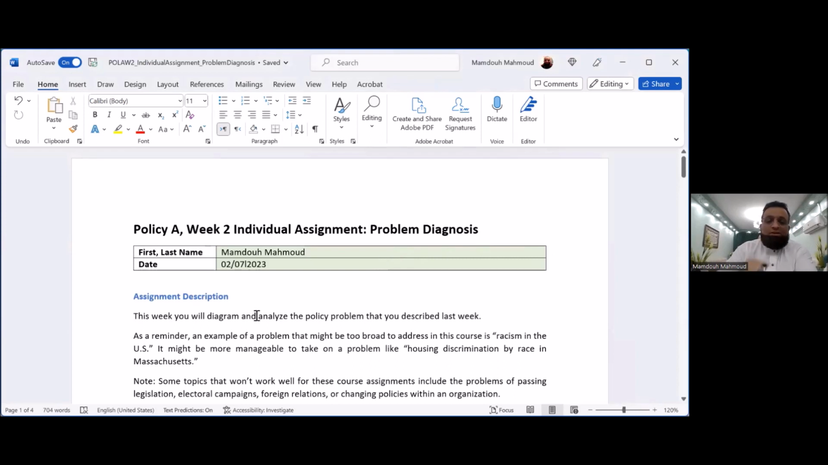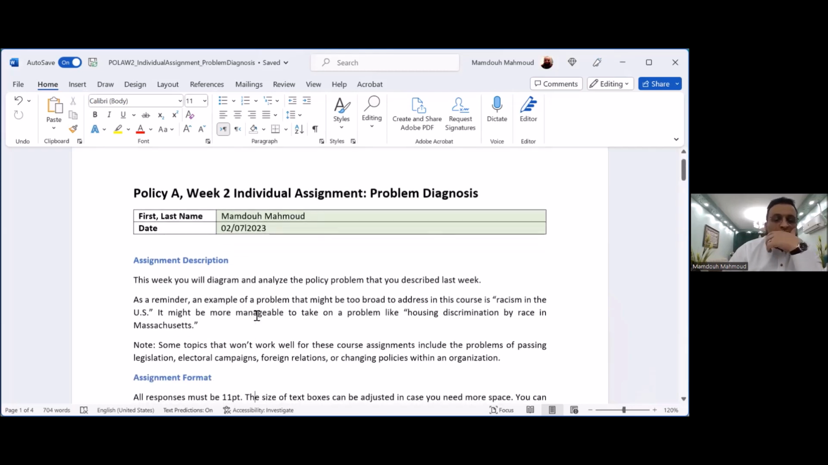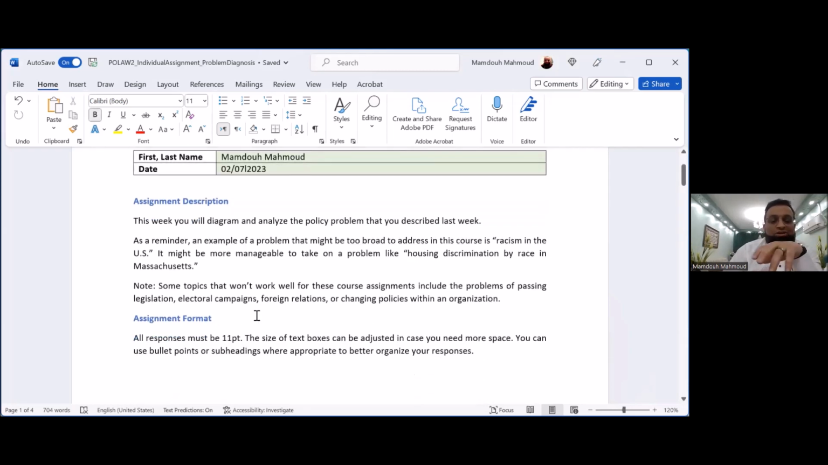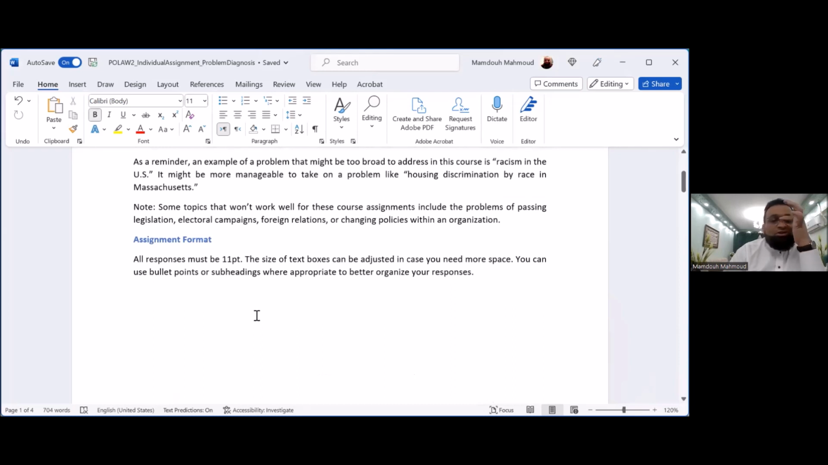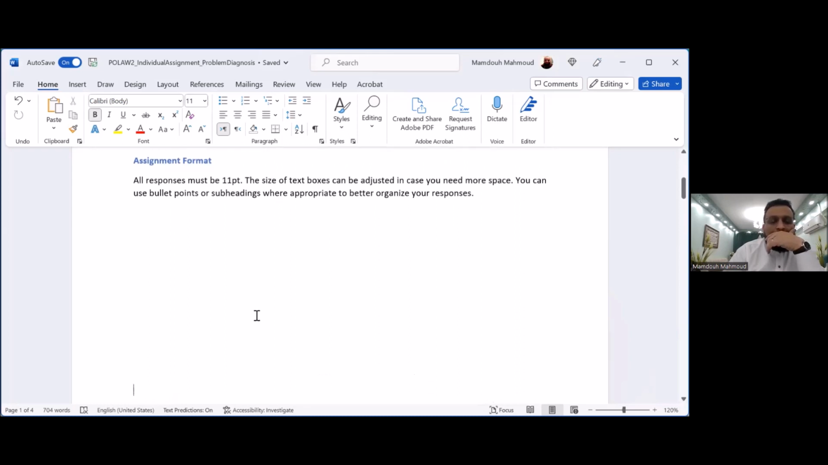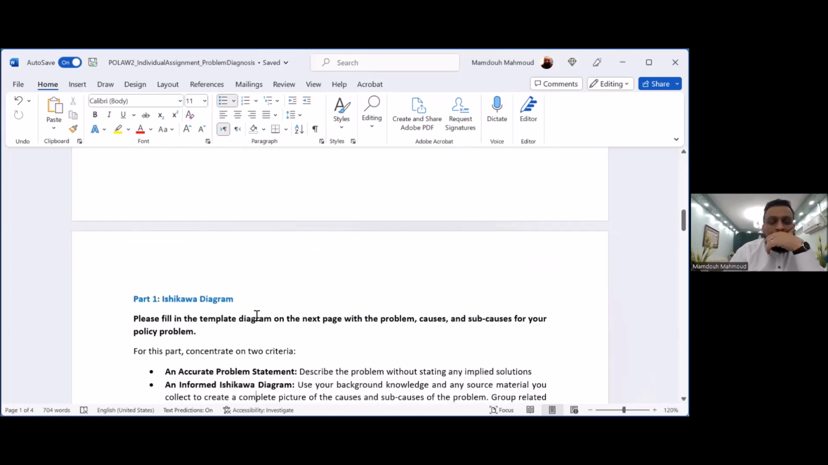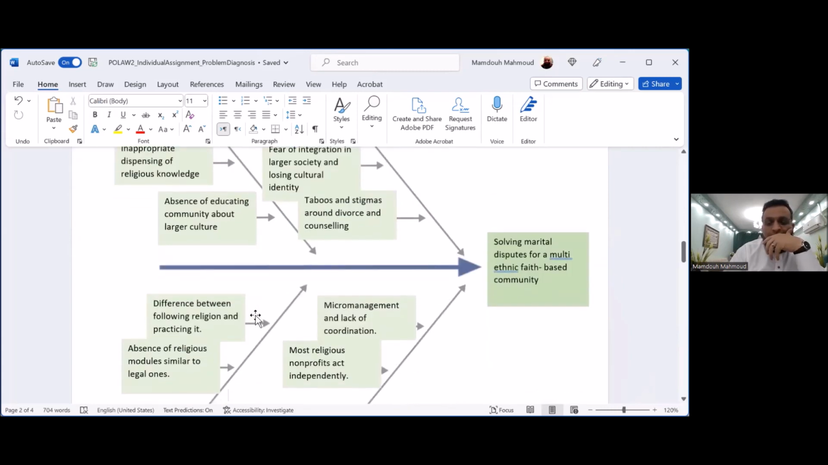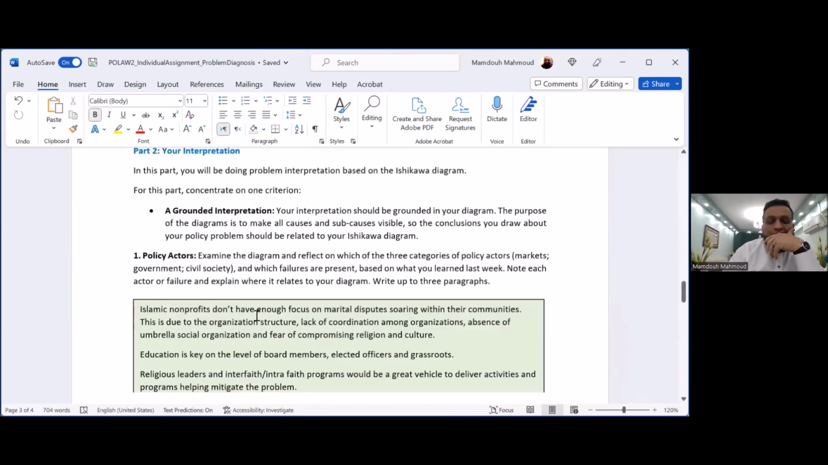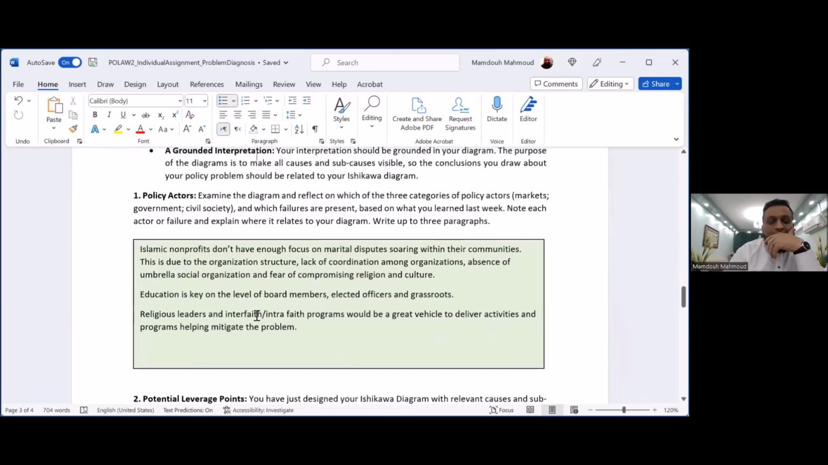So now we have to do the problem diagnosis. We did the fishbone last time, right? So this week you will diagram and analyze the policy problem, meaning the recruitment problem that we described last week. Last week we basically described the problem. That is the one that we did. Okay, now you have to interpret it.